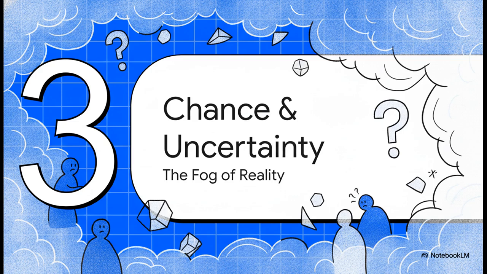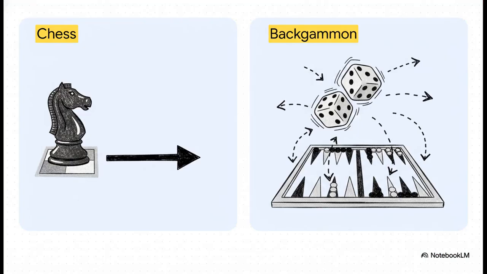Okay, but let's be real, most of the world isn't a checkerboard. So let's level up and add a bit of fog. What happens when our agent has to deal with pure chance? And what if it can't even see the whole picture? A fantastic way to think about this is comparing chess to backgammon. In chess, the world is deterministic.